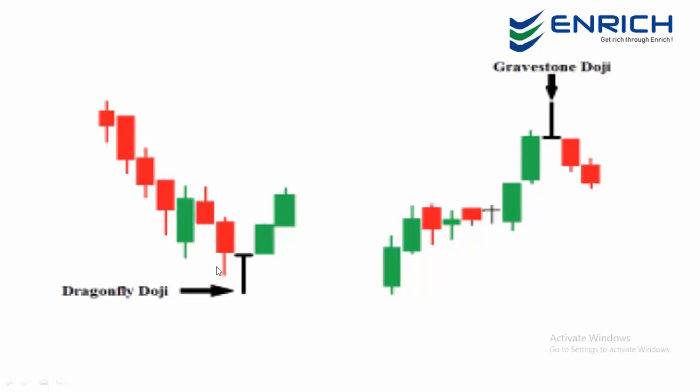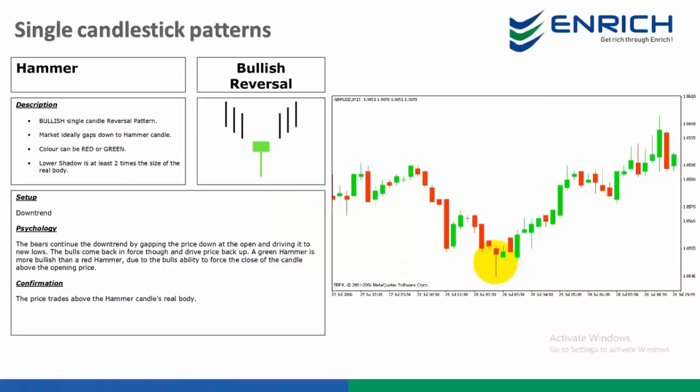But also remember, the trend before the pattern is a downtrend for a dragonfly. For a gravestone, the trend before the pattern is an uptrend, okay? So these things are pretty clear. Let's move on to the next one.